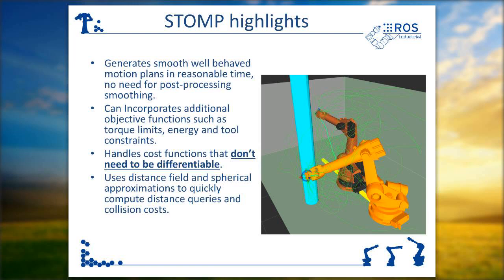Another thing that STOMP does in order to be more efficient is it uses distance fields and spherical approximation of the links of the robot in order to compute distance queries and collision costs. And this is more efficient than doing the alternative way, which would be to actually use the full geometry of the robots in order to provide the same results.